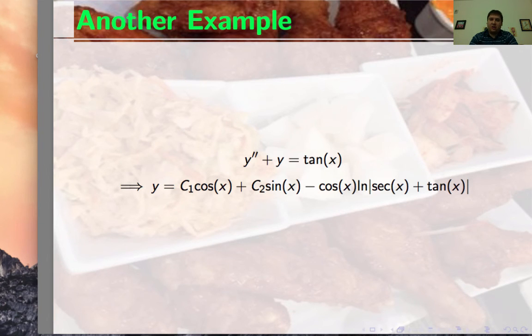Check it to be sure. Take two derivatives of this thing. Somehow, it looks awful. Add it to itself, and you should end up miraculously with all sorts of cancellation with just tangent of x. Kind of crazy.